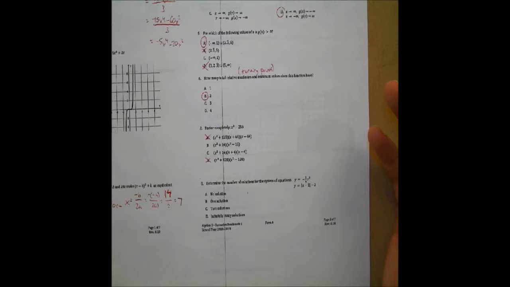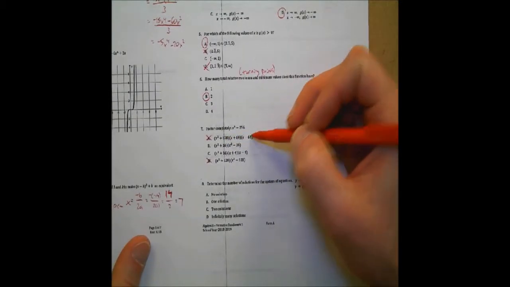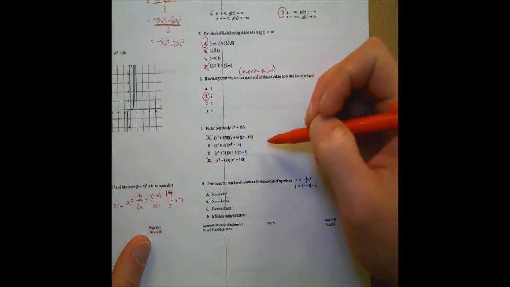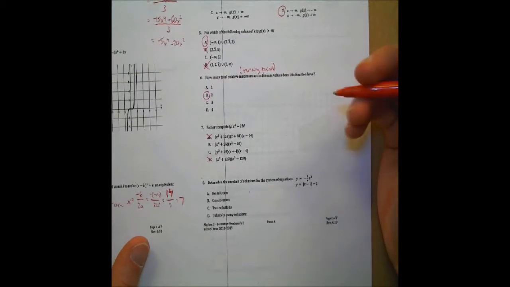Those numbers are going to get way too big. We're going to have a 128 times a 64 times a negative 64. That'll be way too big for negative 256. Same here with the 128 and a negative 128. That'll be way too big for a negative 256. So it's really down between B and C.